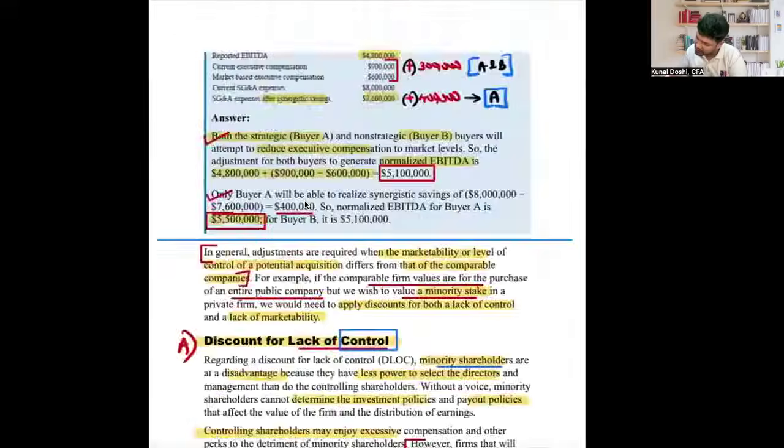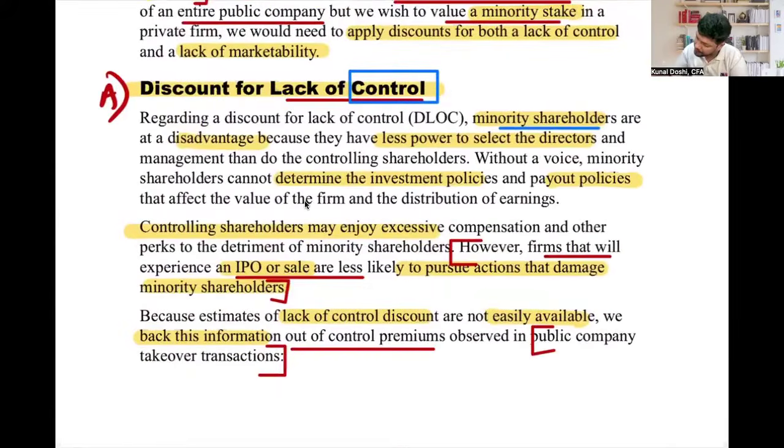See here, everyone in the class. So without a voice, minority shareholders cannot determine the investment policies, and therefore firms that will exercise an IPO or sale are less likely to pursue action that damage the minority shareholders, if that is going to be the case. So if there is going to be a takeover or something, then this discount won't apply, right?